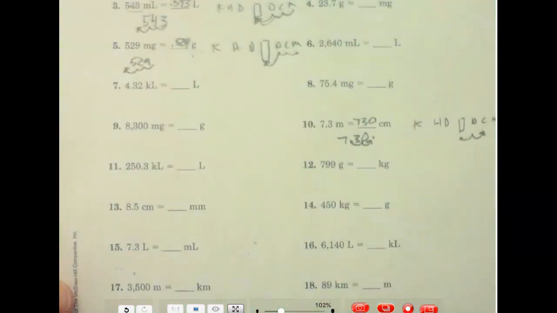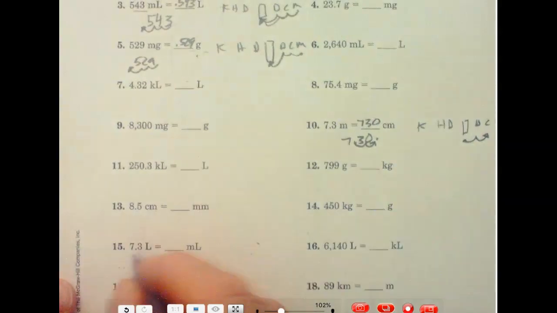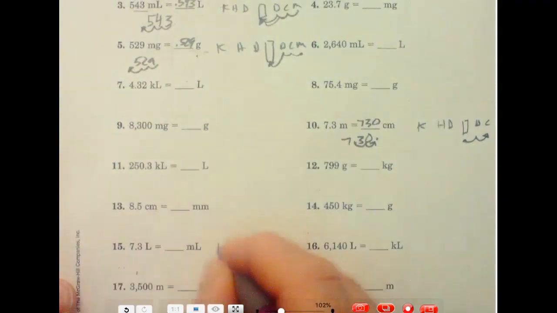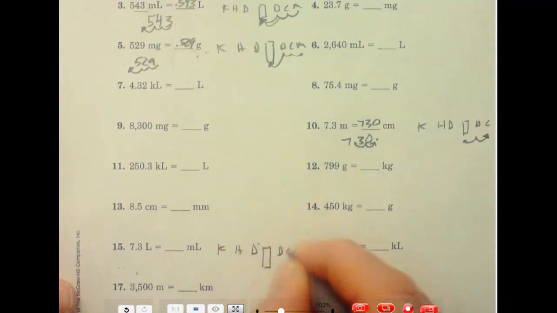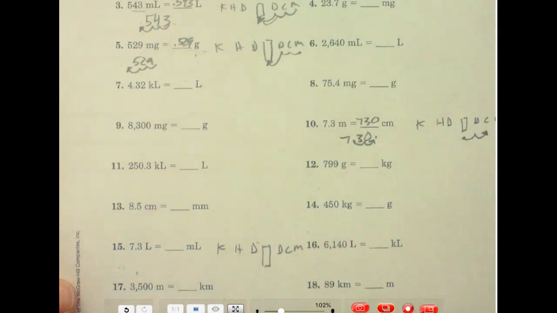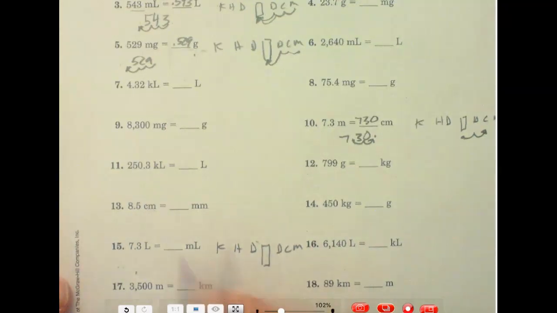Let's keep going down. Let's try another one here. What's 7.3 liters to milliliters? King Henry died drinking chocolate milk. Now, I know a lot of kids just continue to use the same one over and over, but they get so many lines on there. I think if you make a new one every couple of problems, that would probably be a pretty good idea. All right, so we're at liters here.